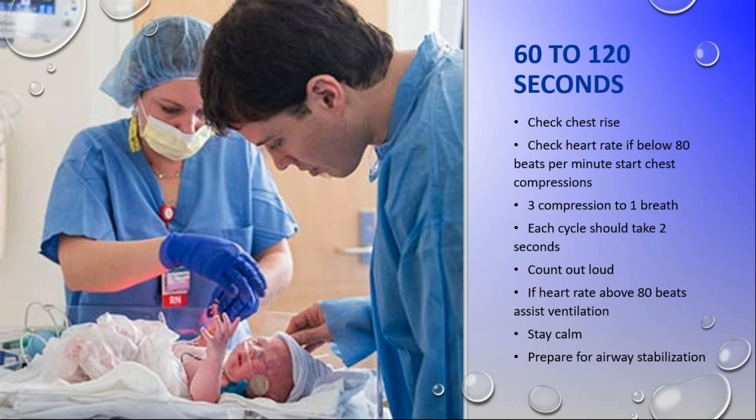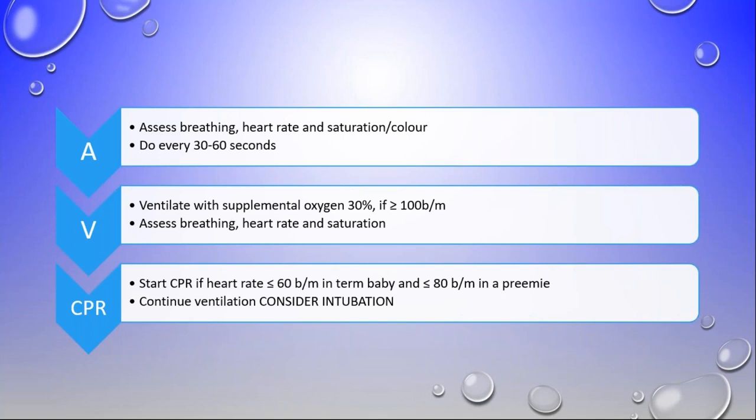And now, between 60 and 120 minutes, you will prepare for airway stabilization. So what are you going to do? You're going to assess breathing, and you're going to do this every 30 to 60 minutes. Ventilate with supplemented oxygen at 30% in a prem baby if the heart rate is above 100. If in the term baby by now it's not going up, you will put up the oxygen to 30.